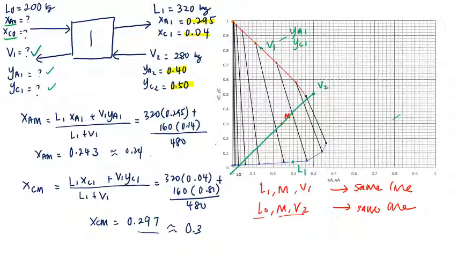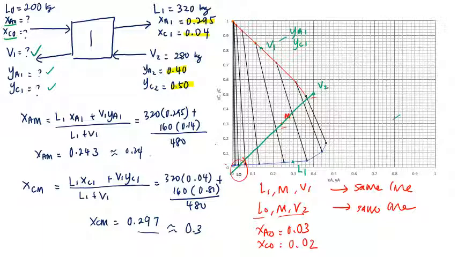So how do you get the point L0? Where do you stop? Here you have connected the point V2 and M to go all the way to find L0. Our best guess is to read L0 where it touches the equilibrium line, the blue line. From this point here, you can read XA0 equals about 0.03 and XC0 equals about 0.02.